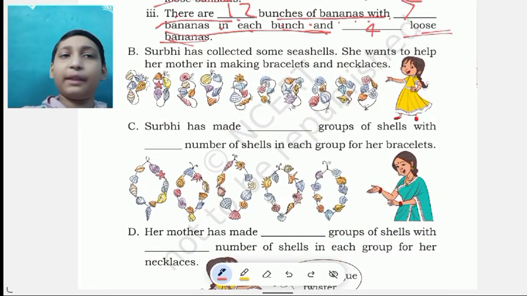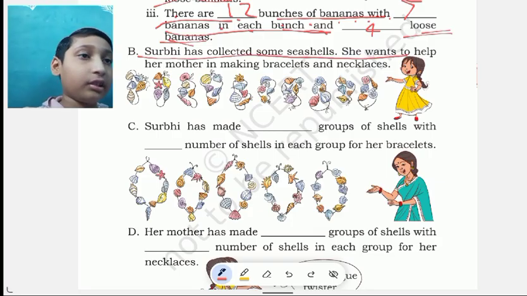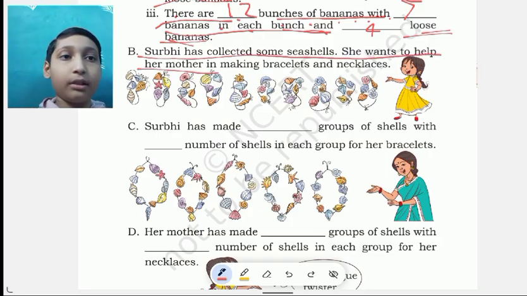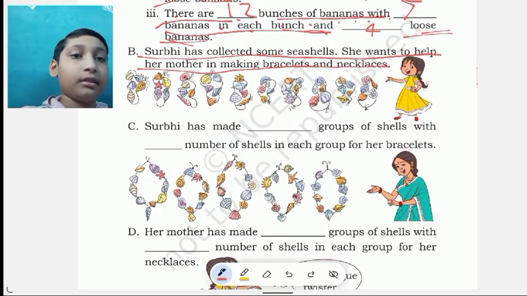Okay, now out of that picture, Subira has collected some seashells. She wants to help her mother in making bracelets and necklaces. See, she made these seashells to make bracelets and necklaces.